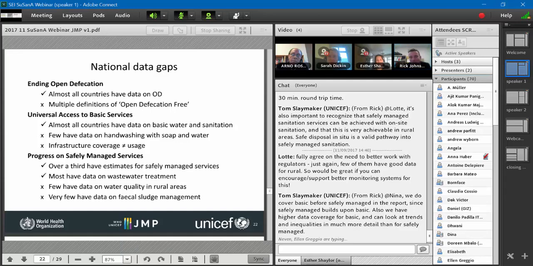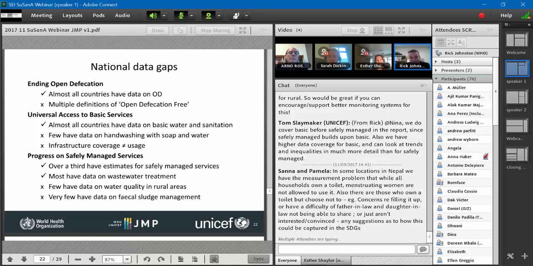But relatively few have data on hand washing with soap and water. We have about 70 in the global database at the moment, and we expect that to increase over time. It has been increasing over the past 5 years. I think we had 54 in our 2015 report, and we have 70 in our 2017 report. But the big challenge there will be collecting this information for high-income countries, where this data is not routinely collected.